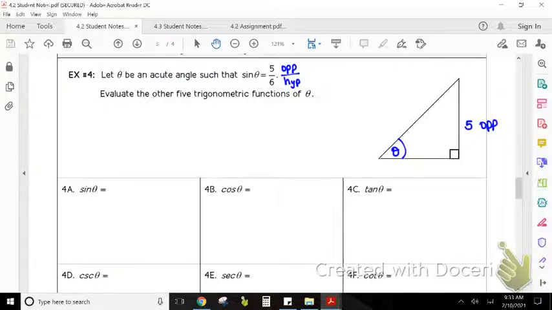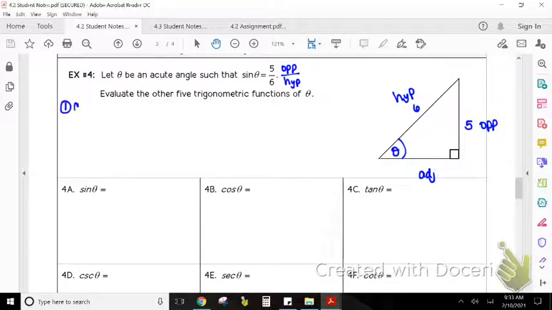And the hypotenuse is going to be 6. So how am I going to find the side that is adjacent? Well, we have a right triangle, and we know 2 of the 3 sides. So we're going to be able to use Pythagorean theorem. So let me recap real quick.